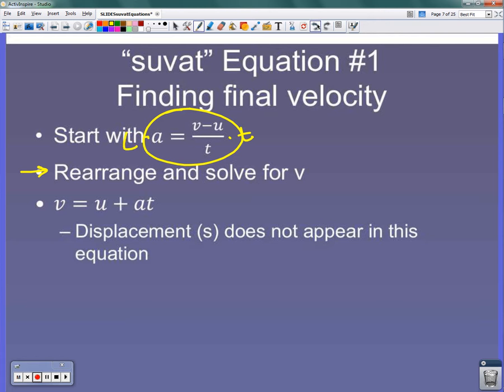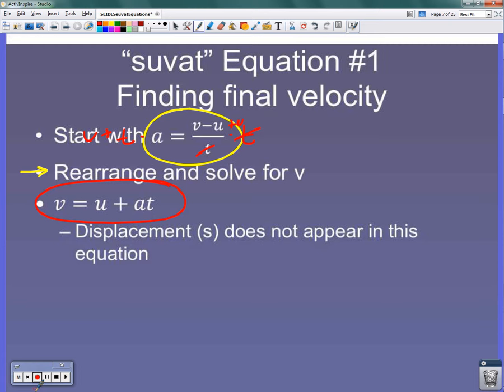I should probably use a different color for that. We'll go red. So if we multiply both sides by T, that gets rid of our T over here. We're left with this. We add U to both sides, and we end up with this equation right here. V is equal to U plus A times T. Notice, because this relationship started with our definition of acceleration, displacement doesn't appear anywhere in this equation. You'll see that that's sort of a running theme, and we'll talk about why that's important towards the end of the video. So this is the first relationship.